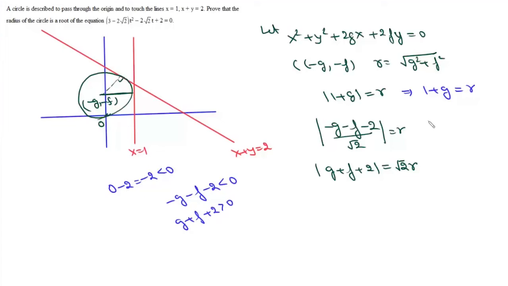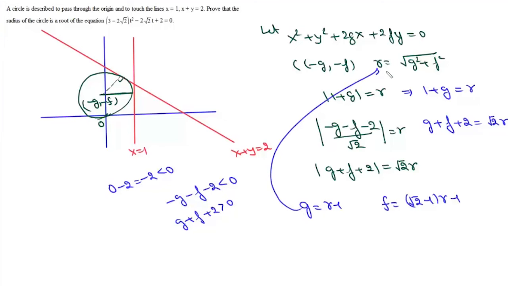So from here we get g plus f plus 2 will be equal to root 2 r. So from here we can say the value of g is r minus 1, and if we put r minus 1 here, we'll get f as root 2 minus 1 into r minus 1. Now we'll put the value of g and f in this equation.